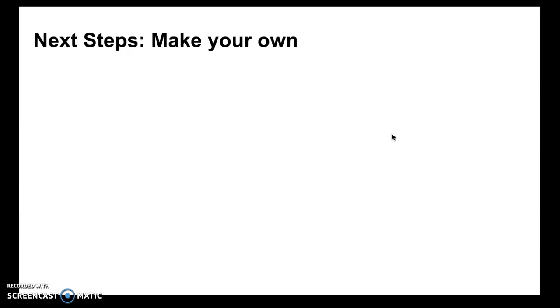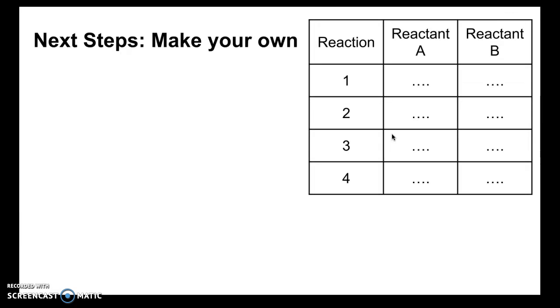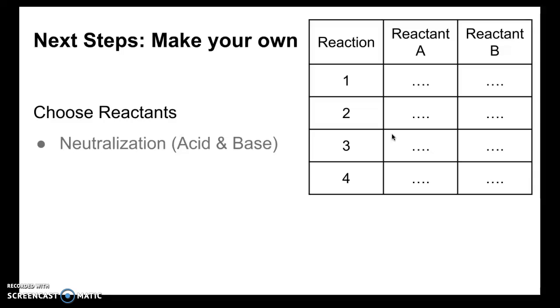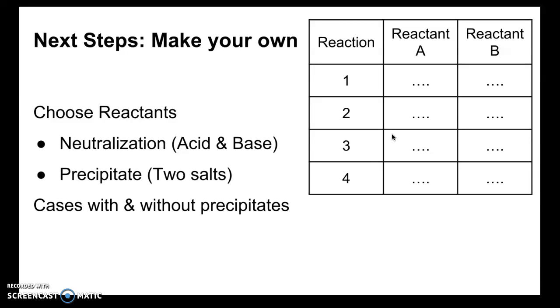Good idea to make this your own, and you can always make it your own by creating your own table of reactions, choosing reactants, whether it's for an acid-base neutralization or precipitate reaction. And since this problem is looking at whether or not you form a precipitate, you're going to look at cases where a precipitate could form.